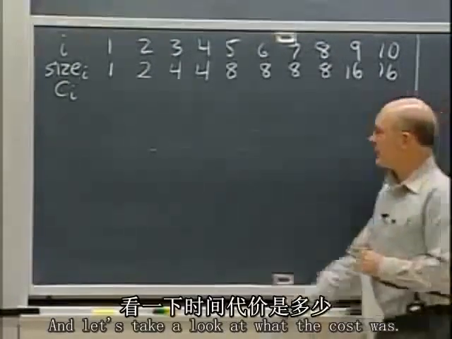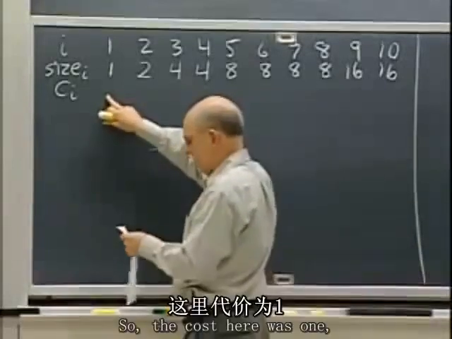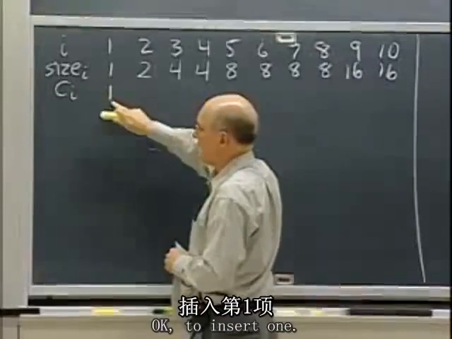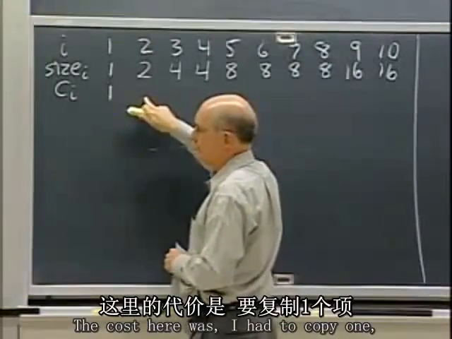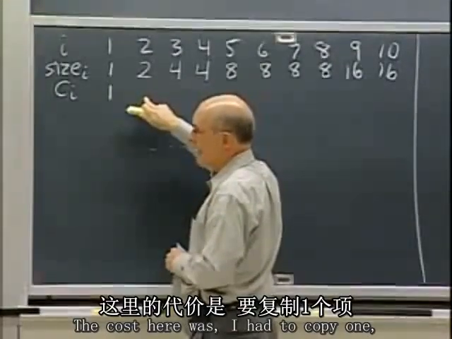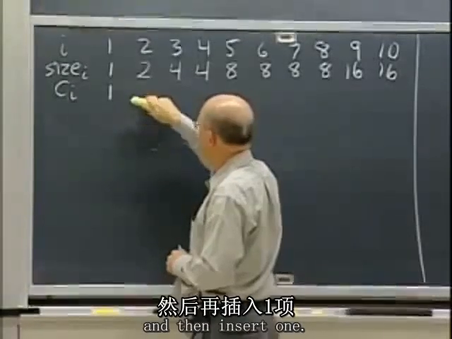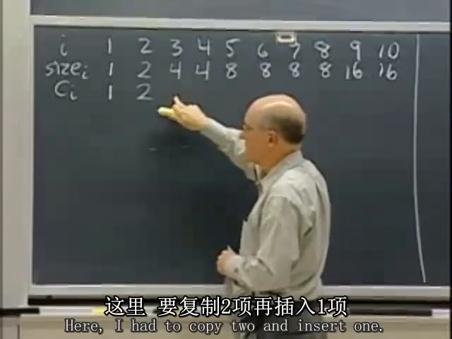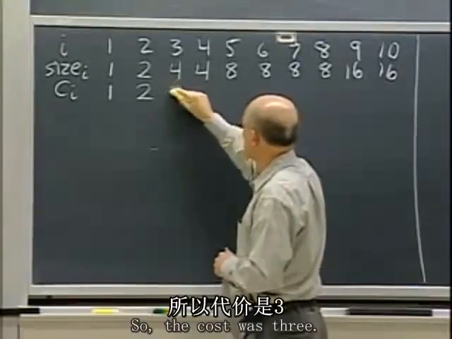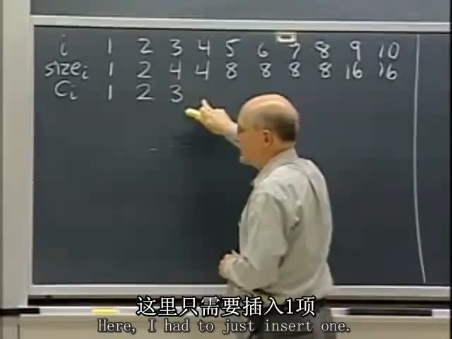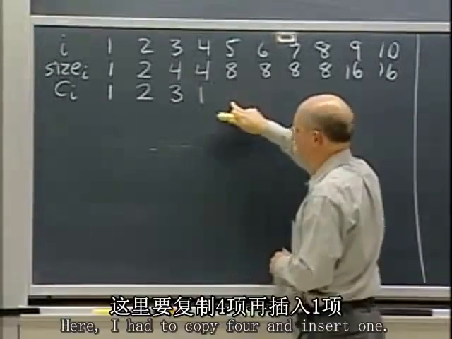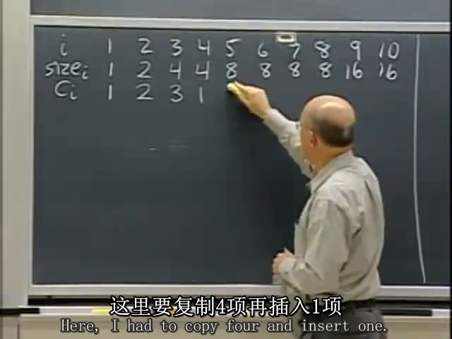Let's take a look at what the cost was. The cost here was 1, to insert 1. Here I had to copy 1 and then insert 1, so the cost was 2. Here I had to copy 2 and insert 1, so the cost was 3. Here I had to just insert 1, so the cost was 1. Here I had to copy 4 and insert 1, so the cost was 5.